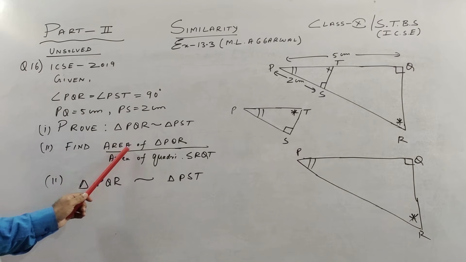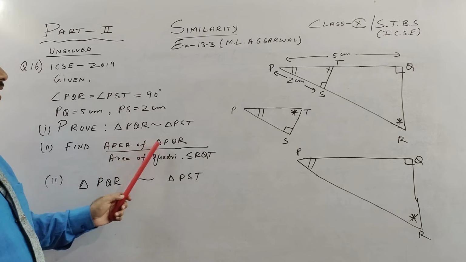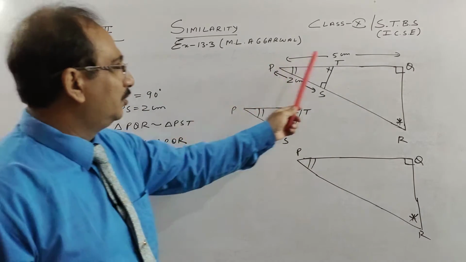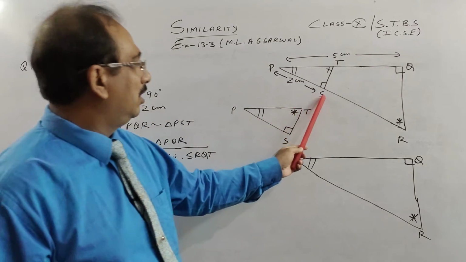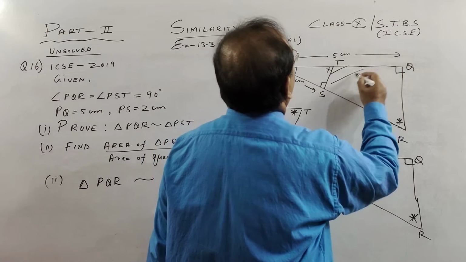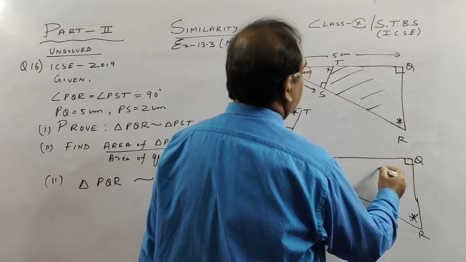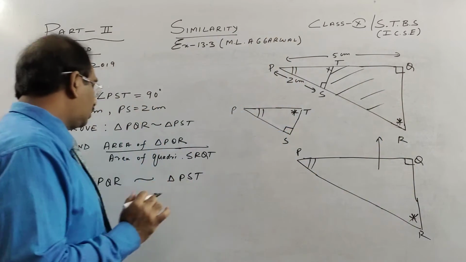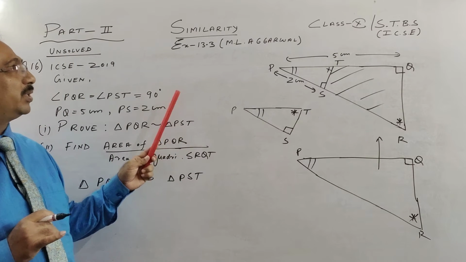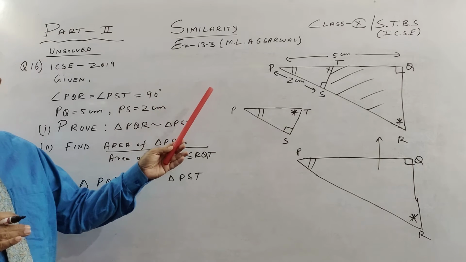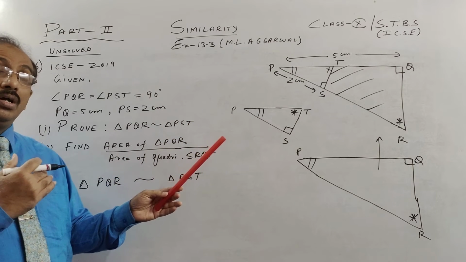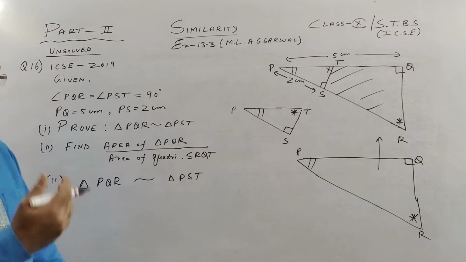Now see the second part, we have to find the ratio of the area of this triangle PQR, this full triangle, to this quadrilateral SRQT. So see how we do. In part 1 of the video, if you have seen it nicely, I have explained how the areas of similar triangles are equal to the ratio of the squares of their sides.